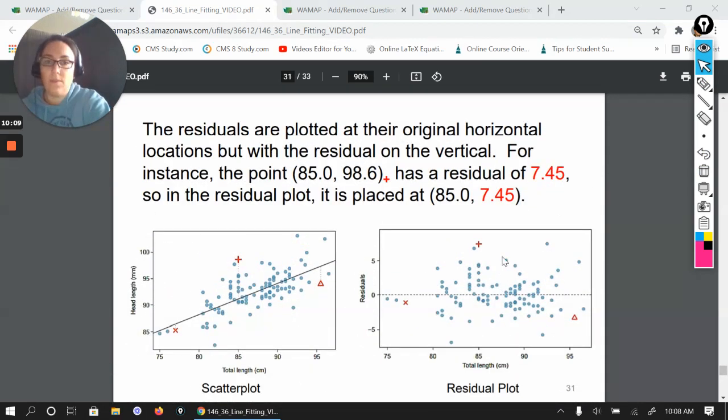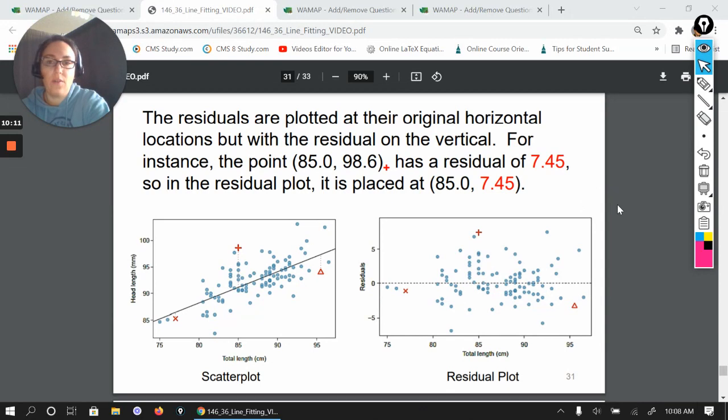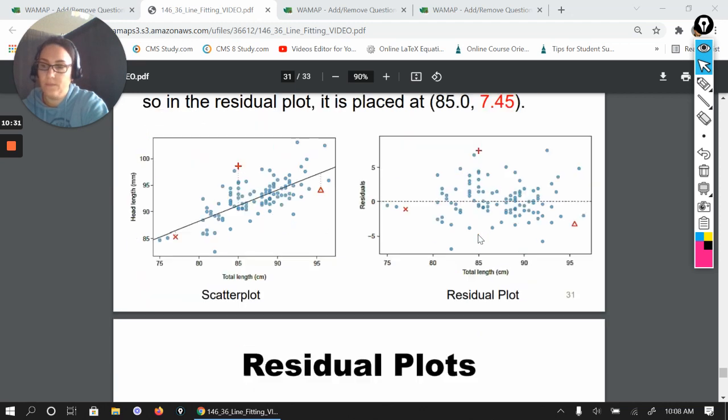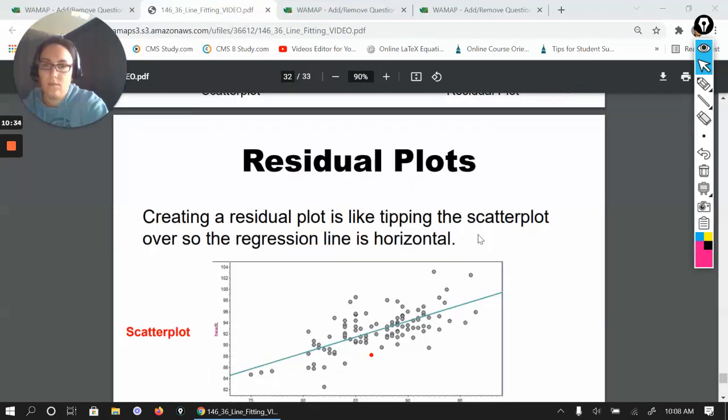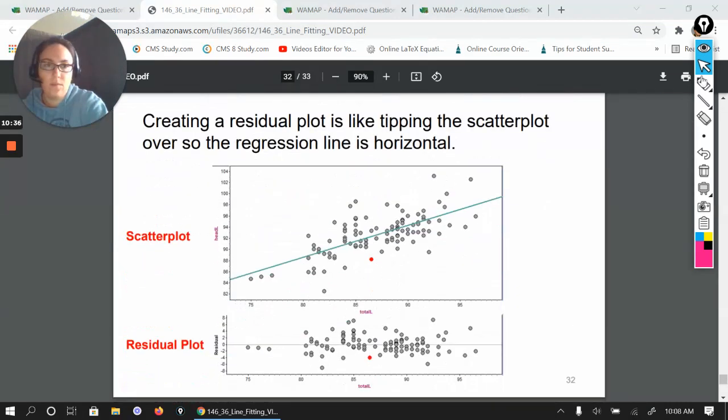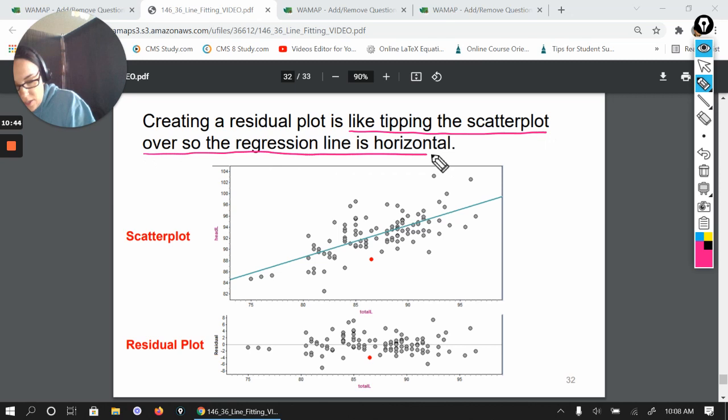The residuals are plotted at their original horizontal locations, but with the residual on the vertical. For instance, the point 85.0, 98.6, which is this one here, has a residual of 7.45. So in the residual plot, it is placed at 85.0, 7.45. Creating a residual plot is like tipping the scatter plot over so the regression line is horizontal.